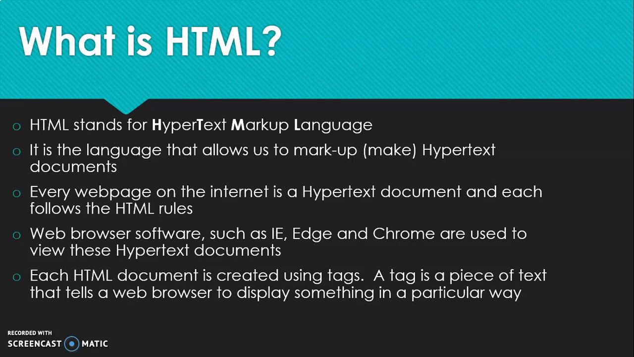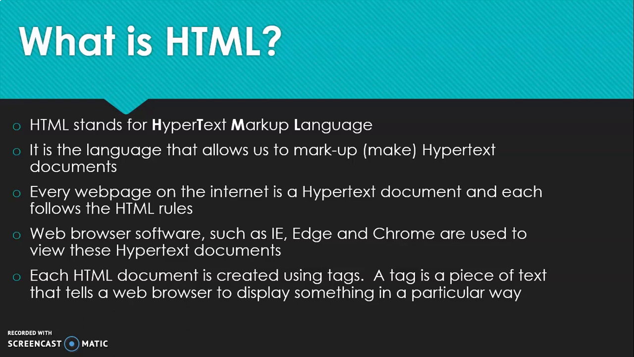Web browsers software such as Internet Explorer, Microsoft Edge or Google Chrome are used to view these hypertext documents. So any browser that you use to view a website or a web page, this is what we're talking about here. So the browsers take these HTML documents and display them, and that's when you see your website.